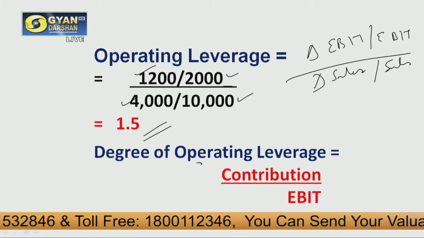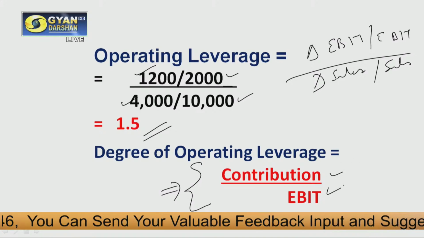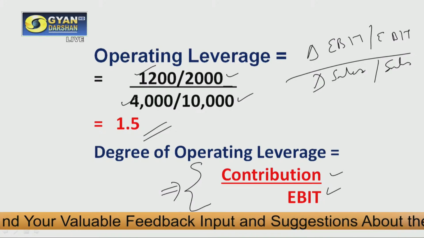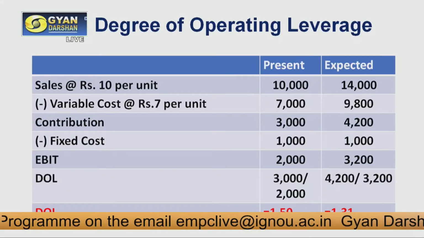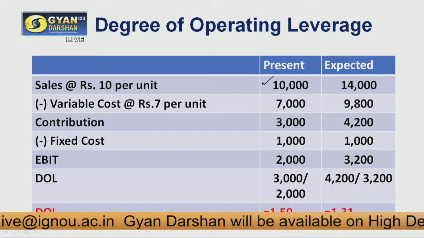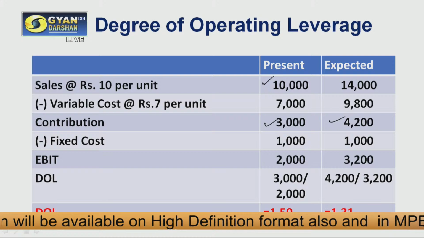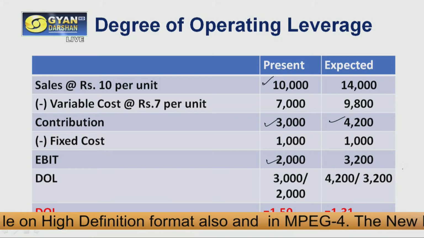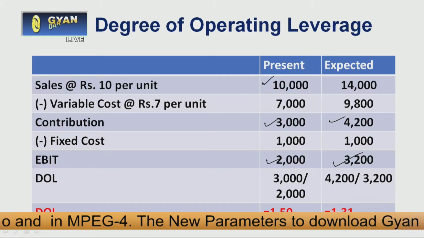Degree of operating leverage may also be calculated by using this formula, where we divide contribution by EBIT to get the degree of operating leverage. Now let us see how we can calculate this using exactly the same example, exactly the same numbers. It is the same table that we just now discussed. So in present, again, the amount of sales is 10,000 and contribution was 3,000. In this case, our contribution is 4,200. Second thing that we need is 2,000 EBIT in case of present sales and 3,200 in case of expected sales.